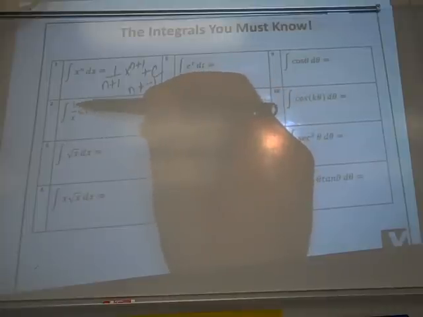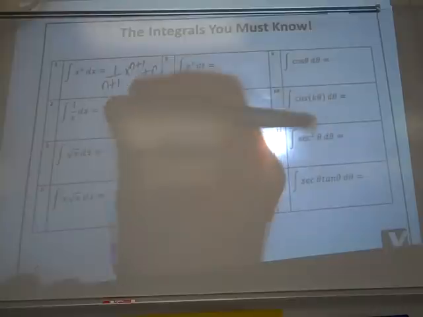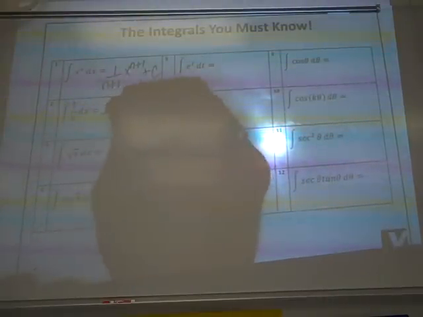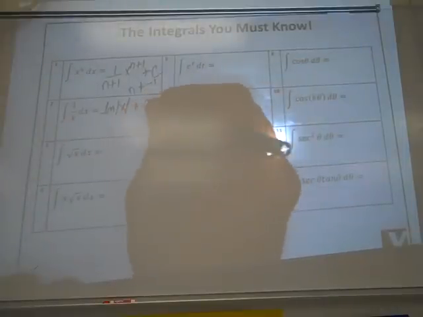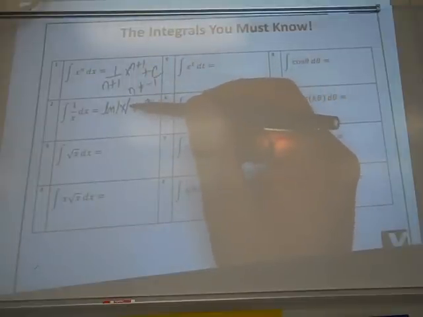We have 1 over x as the function. If we ask ourselves the question, what function do I know of that has 1 over x as its derivative? That's something I expect all of my students will know. They'll tell me that the indefinite integral of 1 over x dx is the natural log of the absolute value of x plus C. The absolute value bars are essential.